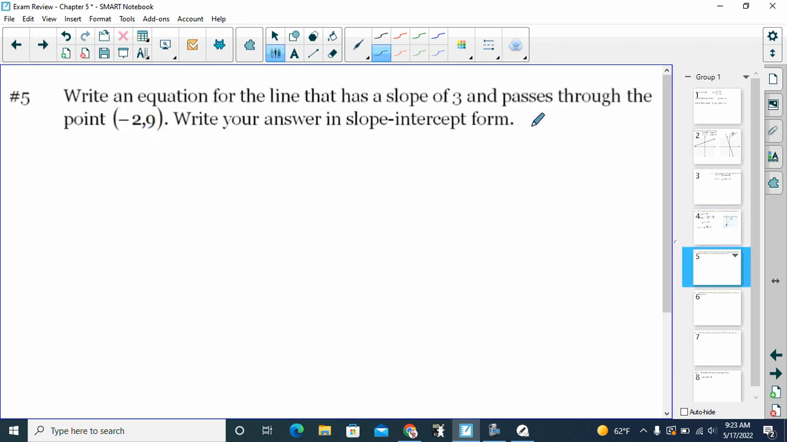Number 5, still writing an equation of a line, but again, they give us different things. They give us the slope again. They tell us the slope is 3. This time they don't tell us the y-intercept. They tell us the line passes through the point -2, 9. Write an equation for the line that has a slope of 3 and passes through the point -2, 9. We are again asked to write our answer in slope-intercept form.